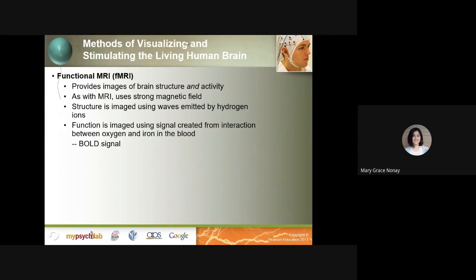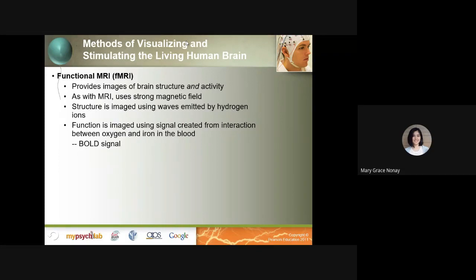So, it uses a strong magnetic field. And structure is imaged using waves emitted by hydrogen ions. So, kanina, kung yung MRI, hydrogen atoms, dito naman, hydrogen ions. And the function is imaged using signal created from the interaction of oxygen and iron in the blood, which is called the BOLD signal. BOLD signal stands for blood oxygen level dependent signal. Okay? So, hindi yan rated SPG, ha? Blood oxygen level dependent signal yan.